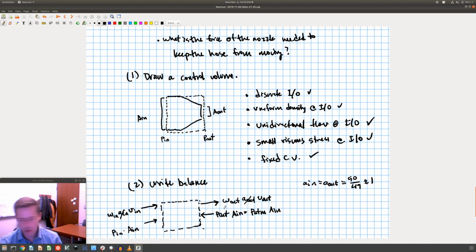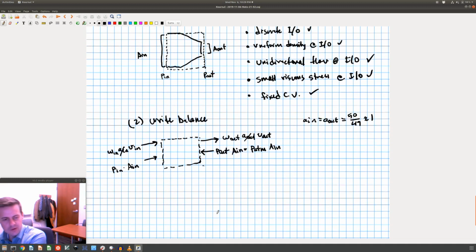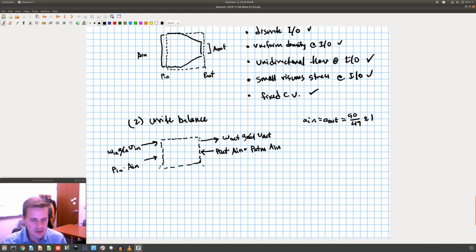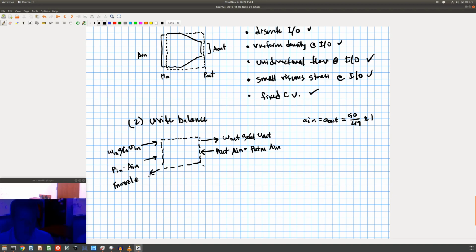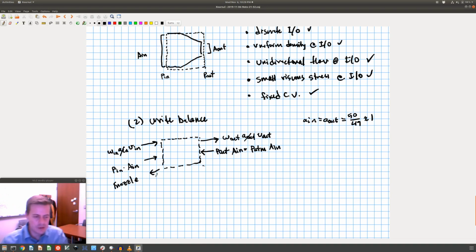And then I need one more term. I need to add the force of my nozzle. I'm going to guess that my nozzle is going to push back in that direction. It doesn't matter if I put it on the other side though, because my derivation is going to tell me whether it's positive or negative at the end. But I'm going to guess that my nozzle has to hold it back rather than push it forward, based on physical intuition.